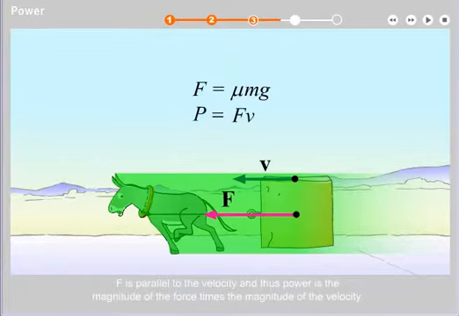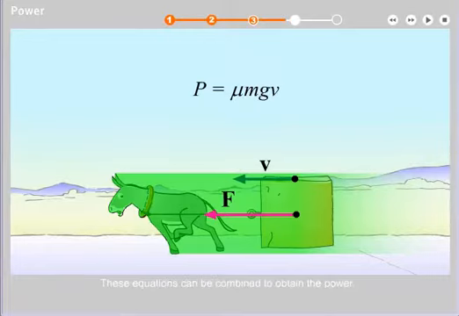F is parallel to the velocity, and thus power is the magnitude of the force times the magnitude of the velocity. These equations can be combined to obtain the power.